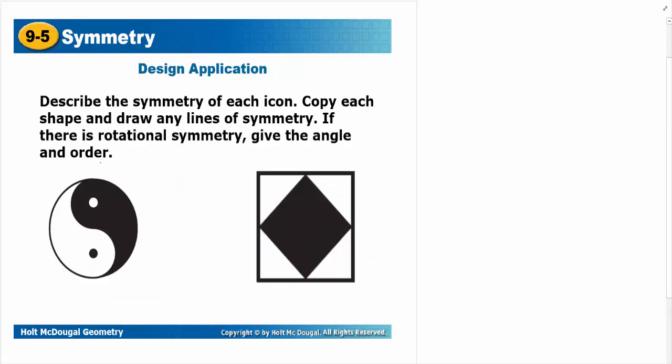All right. And these are some trickier figures, but sometimes you're going to have line symmetry, sometimes you'll have rotational symmetry, sometimes you'll have both. So we're going to try to combine some of these. Like here it says describe the symmetry of each icon, copy each shape, and draw any lines of symmetry. So if you start with the lines of symmetry, here you could try to draw the lines, but you see how it's not the same on both sides because they have different colors. So if you try to draw a line and you reflect it, the colors wouldn't match up. So this is going to be no line symmetry.